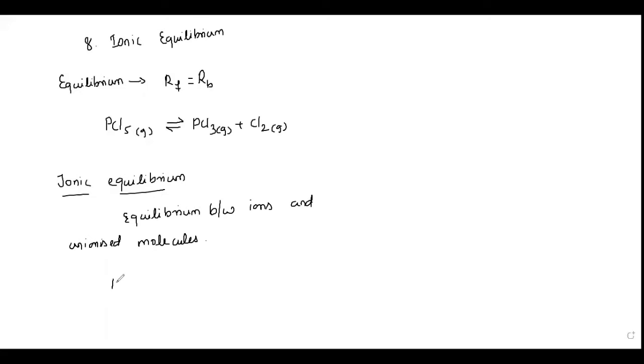Okay, the best example is HCl in aqueous state, in water. So what will happen? Acid means it donates H plus. So it will donate H plus and become hydronium ion, and Cl minus. So equilibrium exists between HCl and H3O plus, Cl minus. That means between ions and unionized molecule. So this is the unionized molecule, these are ions. So equilibrium existing between ions and unionized molecule is known as ionic equilibrium.